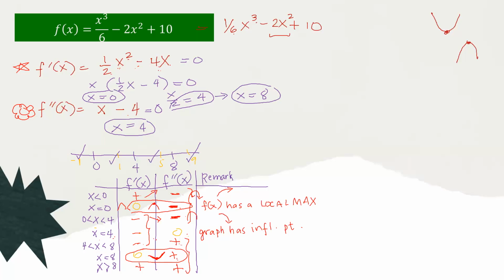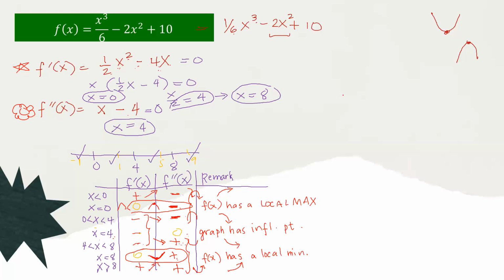Tapos negative, decreasing pa din. Tapos concave upward na. Decreasing pero concave upward. It's like this. Tapos dito, local minimum. So f of x has a local minimum. Okay. Tapos dito naman, increasing, tapos concave upward. Increasing, tapos concave upward. It's like this.